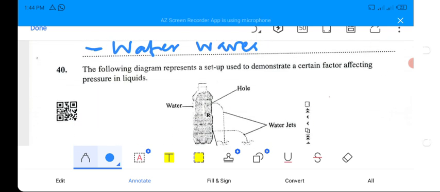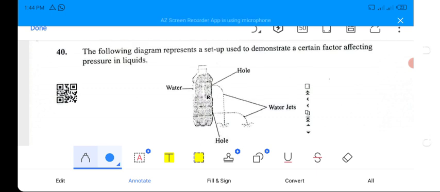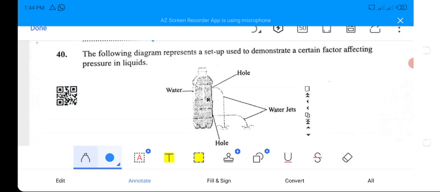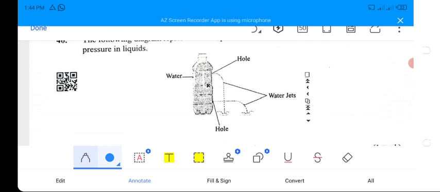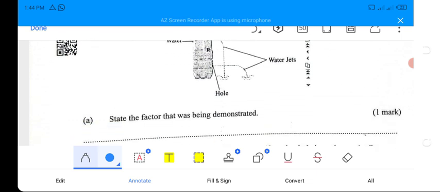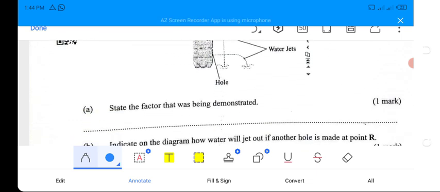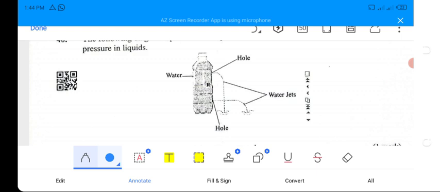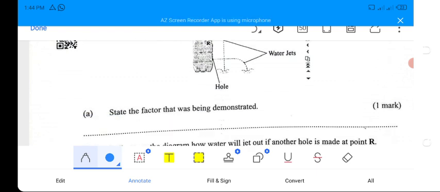Question 40. The following diagram represents a setup to demonstrate certain factors affecting pressure in liquids. So we have three holes, 1, 2, then hole R, and water jets coming from the two holes, not hole R, then water in a bottle. State the factor that is being investigated. The factor being investigated here is that pressure increases with the depth.